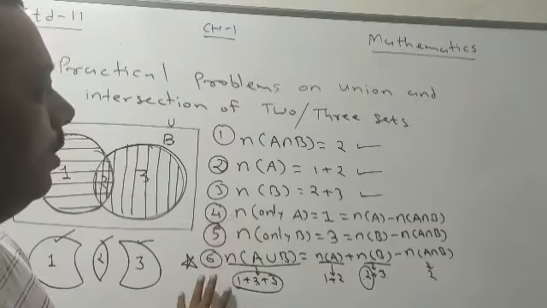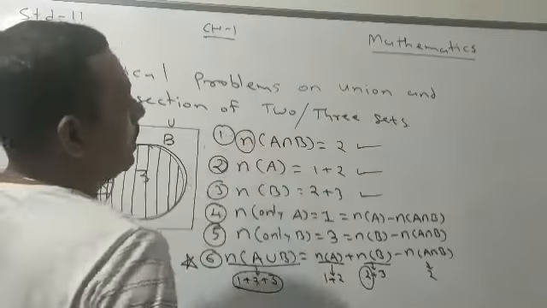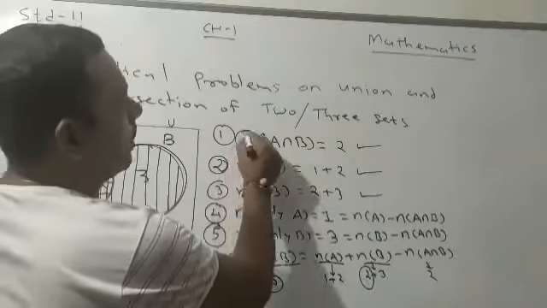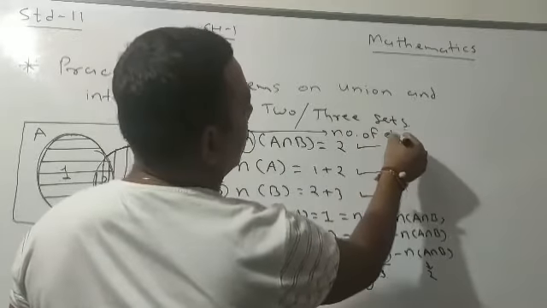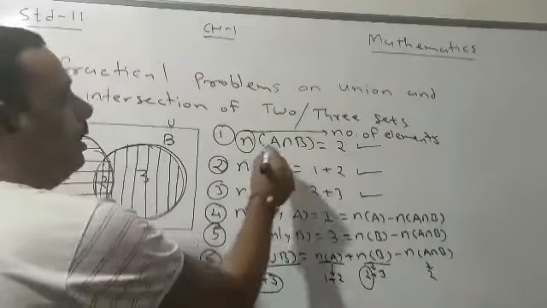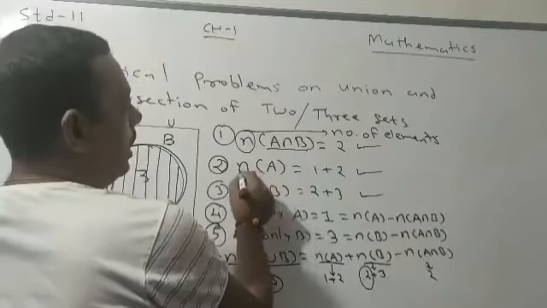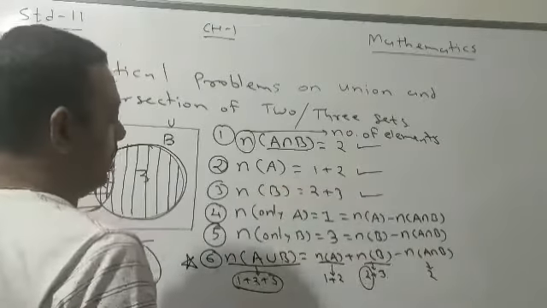Now first of all, maybe you have a doubt: what do you mean by N? N represents the number of elements in the A intersection B. N of A means the number of elements in A, N of B is the number of elements in B.